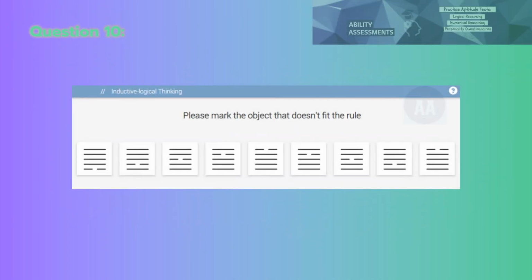Question number 10. We have a quick glance, and what we immediately notice is that each object has 5 lines, and one of these lines has a split or a gap in between. And then when we compare the different objects, we see that this line with the gap goes up 1 level here from the first to the second, and then from the second to the third it again goes up 1 level, and you can see here now line number 3.